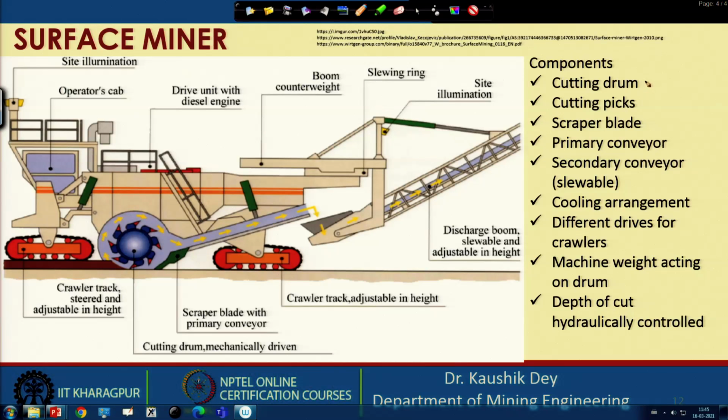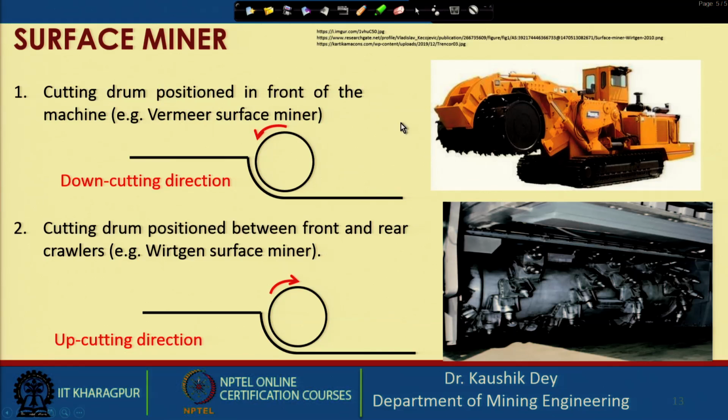So, the components are the cutting drum, cutting picks, scraper plate, primary conveyor, secondary conveyor, cooling arrangement, different drives, machine weight acting on the drum, and depth of cut. These are hydraulically controlled. These are the features of this particular model of the surface miner. There are other models also; some have some advantages, some have some disadvantages. So, all these are mechanical control systems.